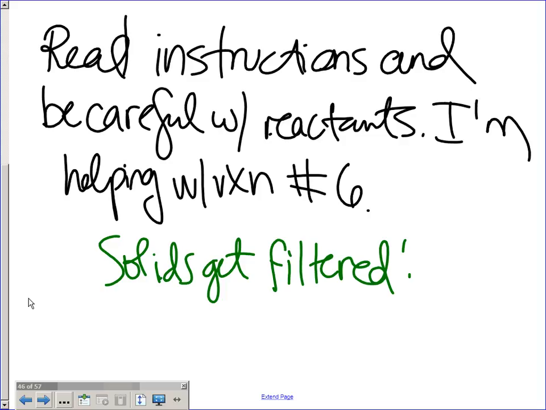Reactions 5. Okay, reaction 5. Alright, reaction 5 is silver nitrate. Make sure you keep that. It's that kind of brownish bottle. Okay, so make sure you have that. And then also your metal pieces, I'm going to bring to you in a second.